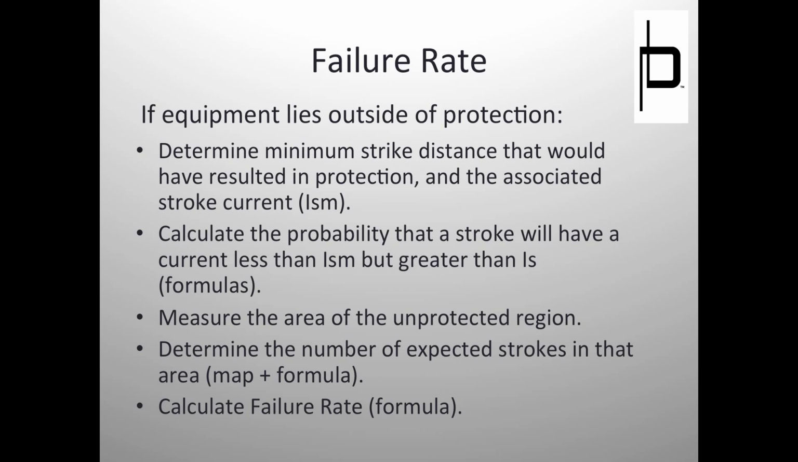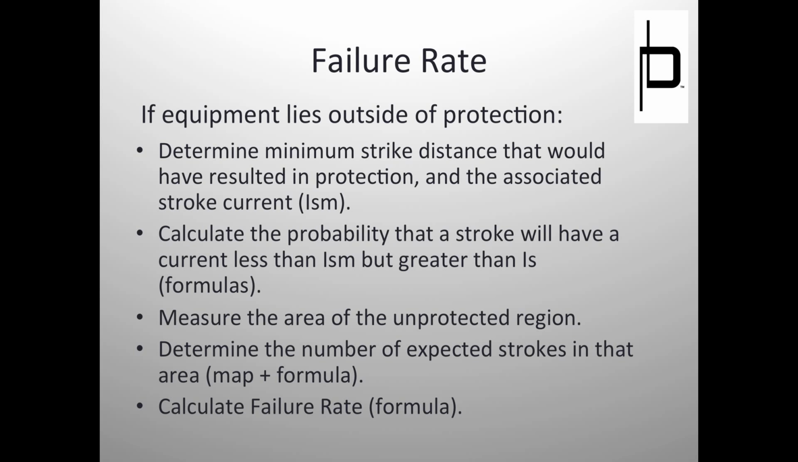These numbers are very small decimals, and it doesn't always make sense to say you're going to have 0.0005 failures per year. We typically take the inverse and say one failure every so many years, maybe every 100 years or every 500 years. When we're given a design, our clients will typically give us a design criteria. They'll say, design a lightning shielding system that gives me a failure rate of one failure every 100 years or better. If we get that, we've met our goal.